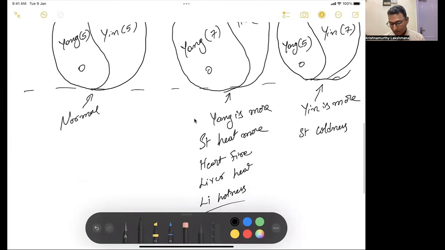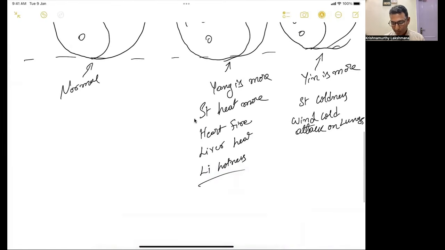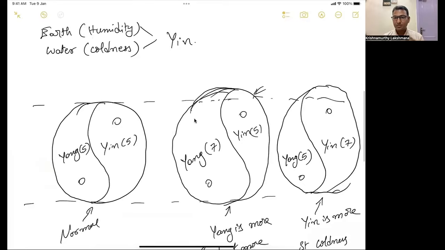So what do we say? Wind cold attack on lungs. Or coldness in LI. So these are the kind of situations. Okay. Everybody is clear with this?